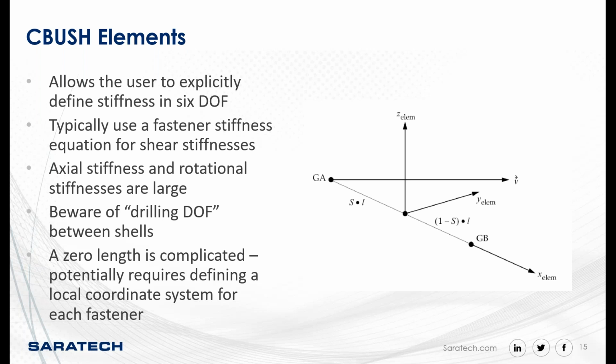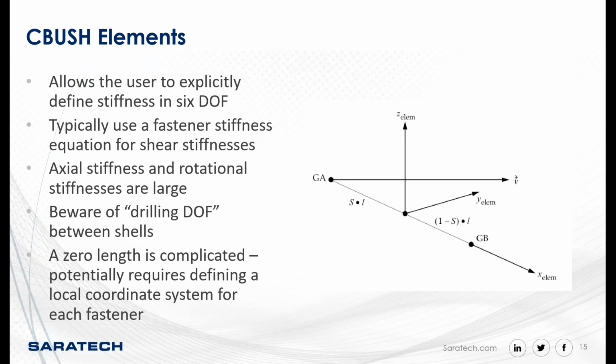Generally, when you do this, you assume the axial stiffness and rotational stiffnesses are large. You're assuming that your two members are attached together in such a way that when they rotate together, there's enough clamp up to hold them together. So you want to have no relative bending between them, and so you'll want to have a large bending stiffness for your bushes.